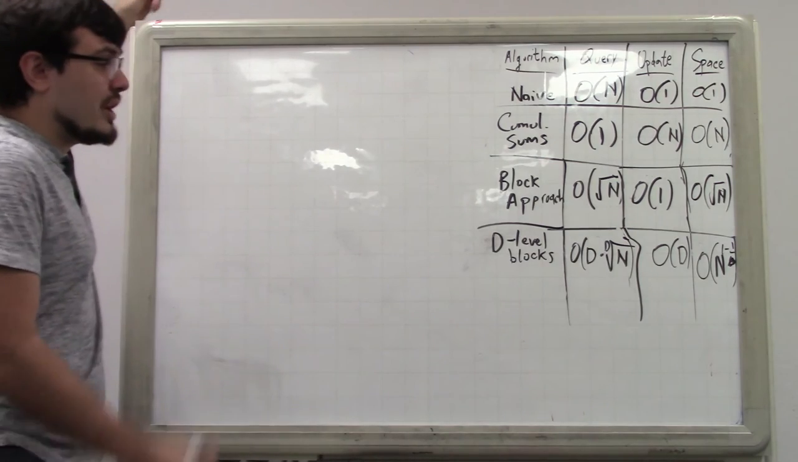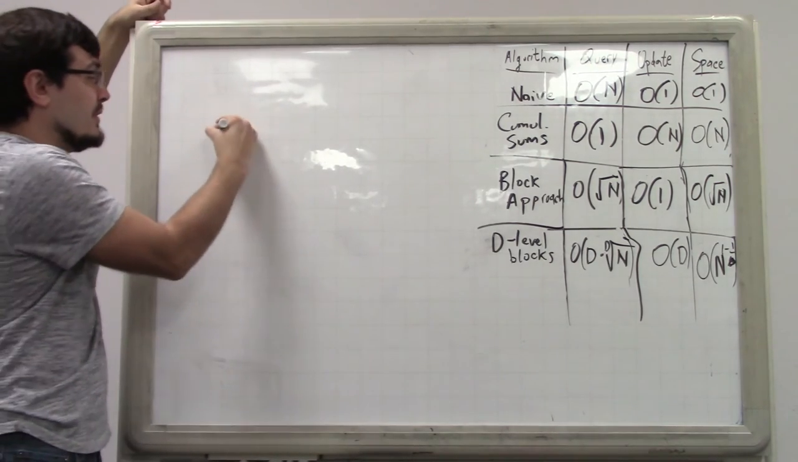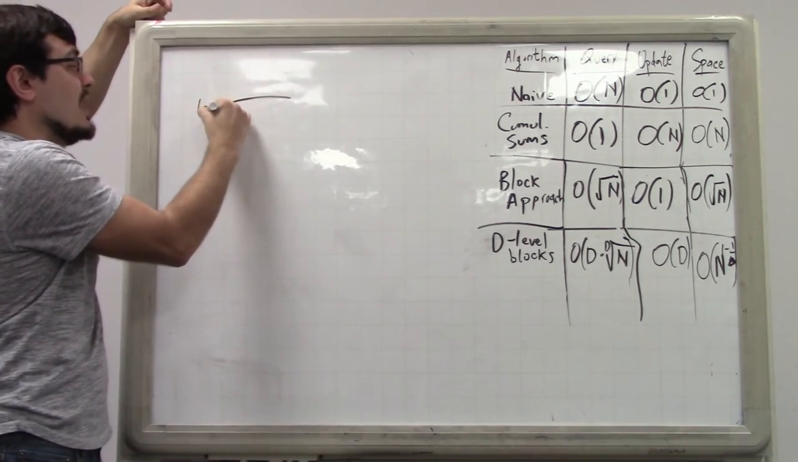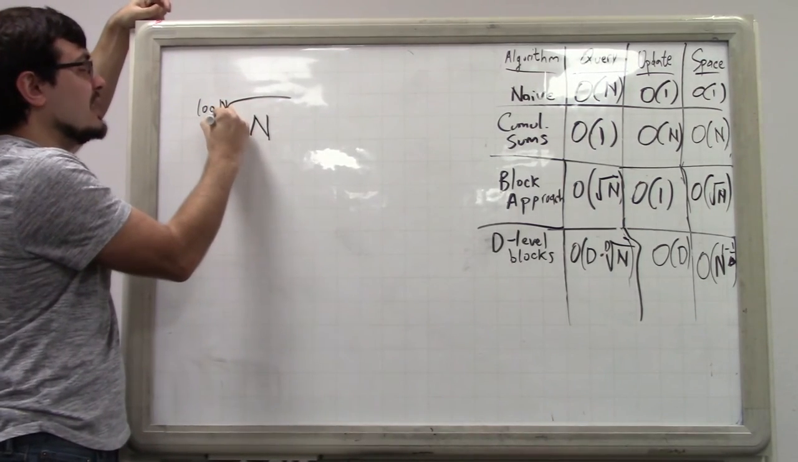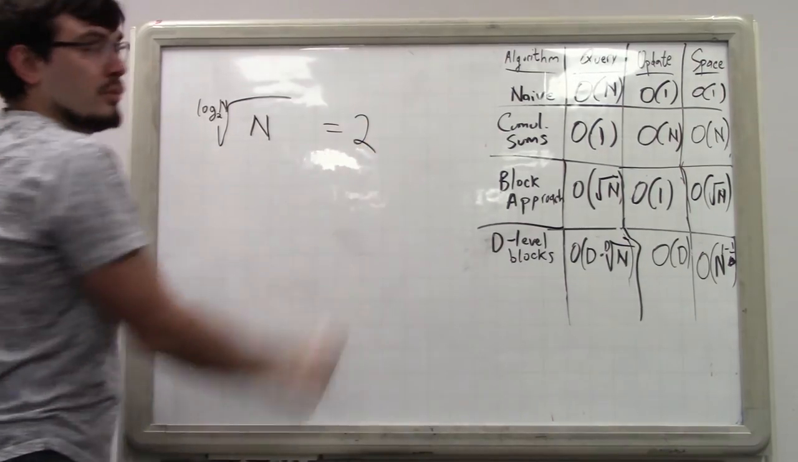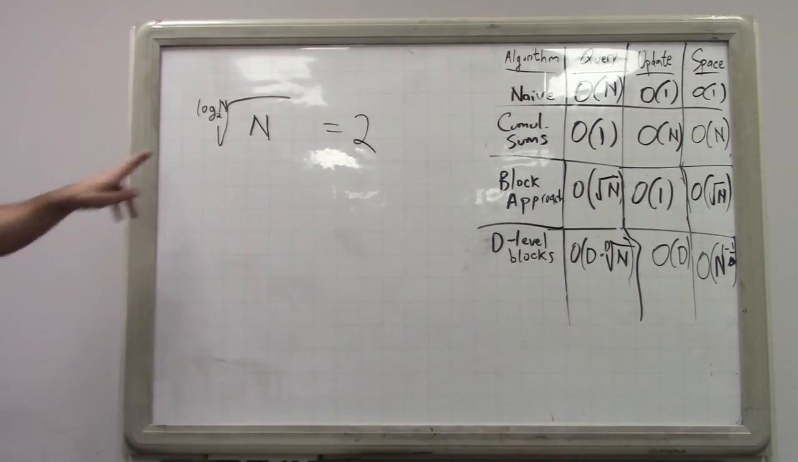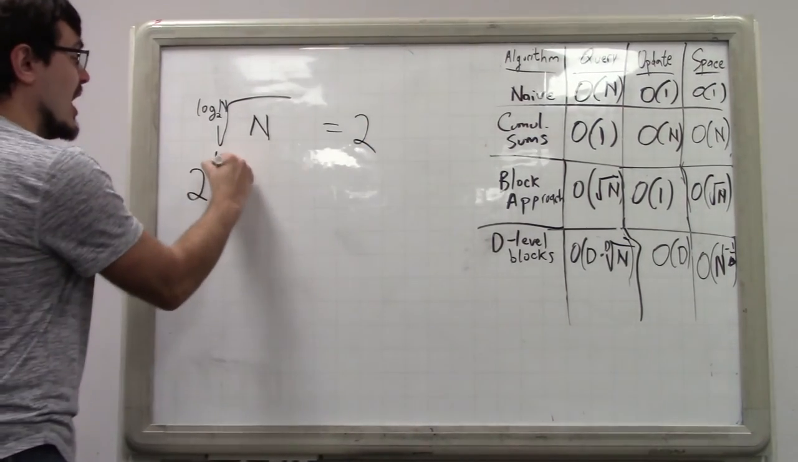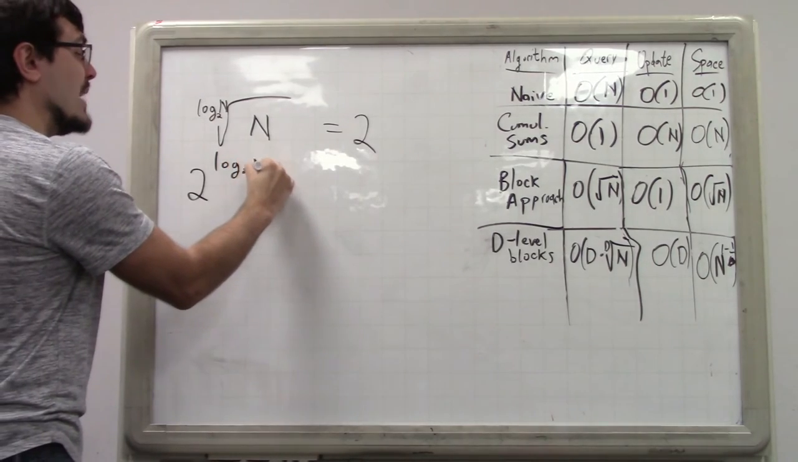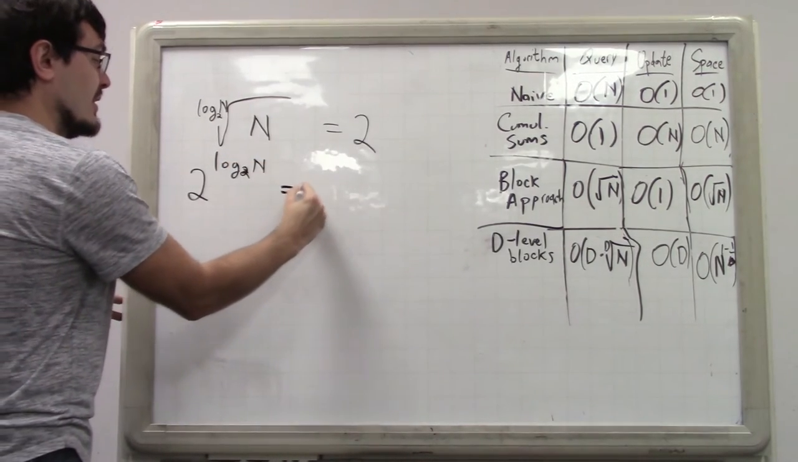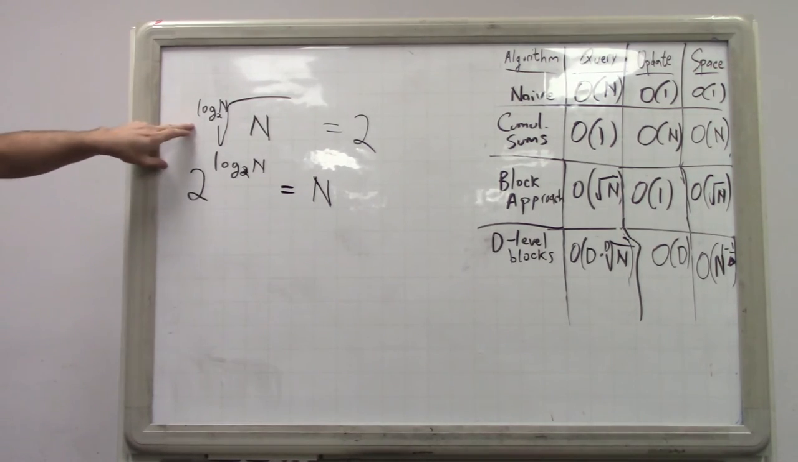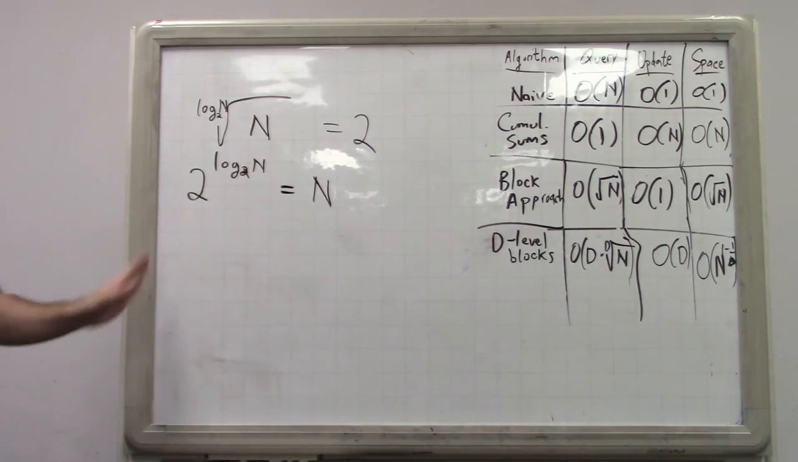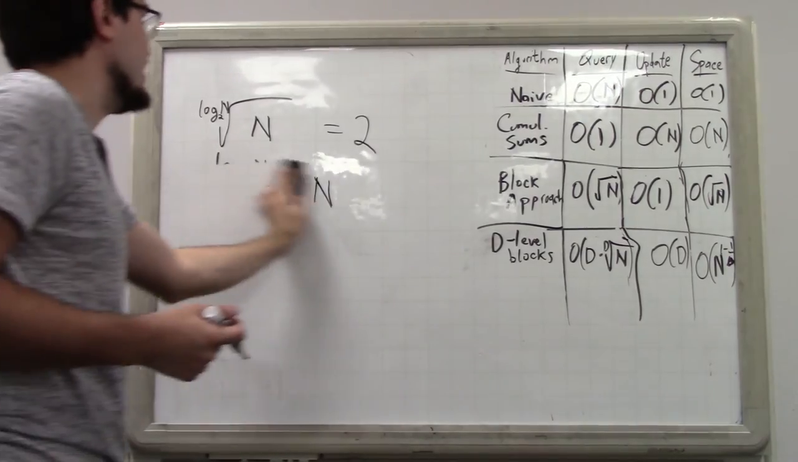Well, first of all, consider this. If you take the log nth root of n, assuming this is log base 2, then this is 2. Why is that? It's because 2 to the log 2 nth power, by definition of logarithms, is n. So taking the log nth root of both sides, you see that the log nth root of n is a constant.